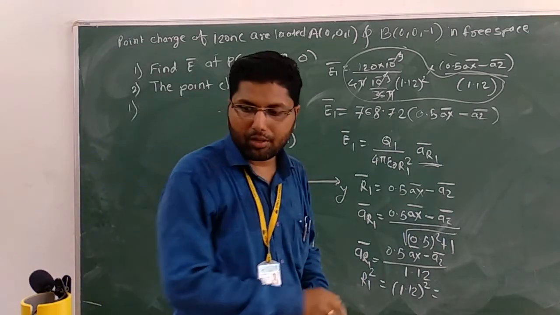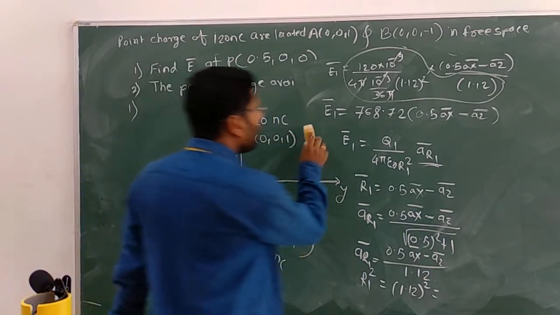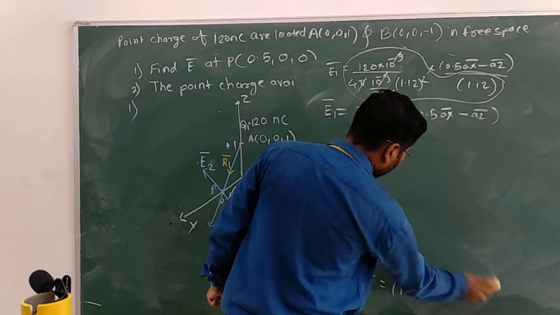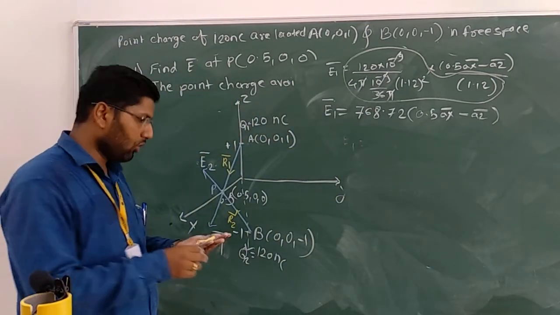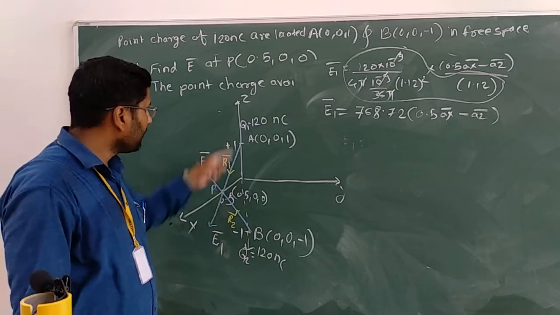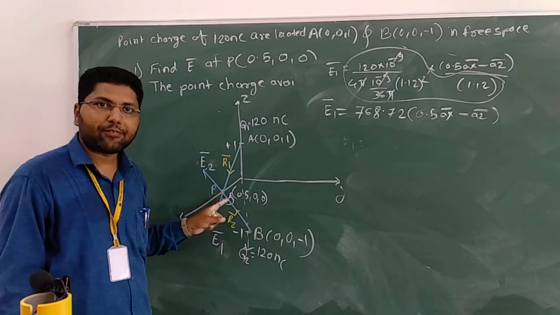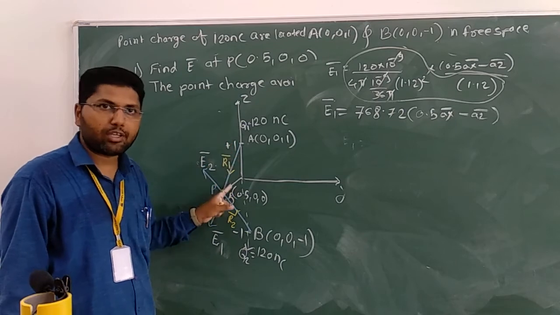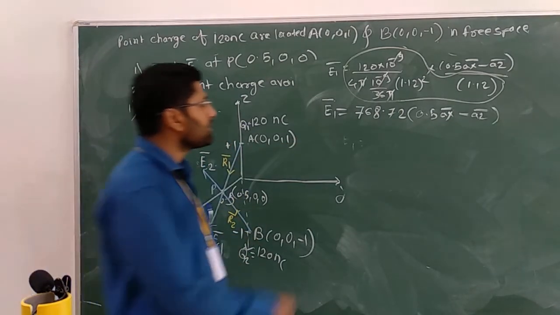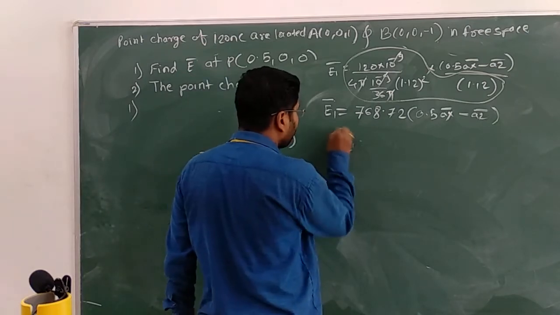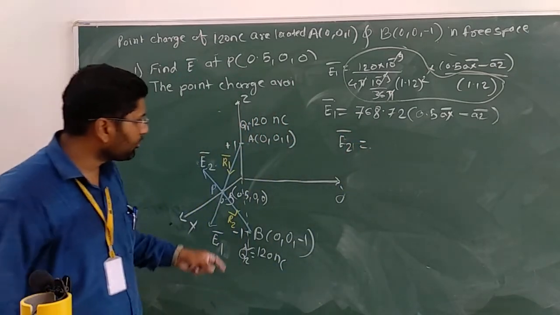That is your E1 bar. Now, here. Next, what do you have to calculate? E2 bar, because to calculate the electric field intensity at the point P, you require E1 bar and E2 bar. It can be calculated directly because the points are similar, just opposite to each other.